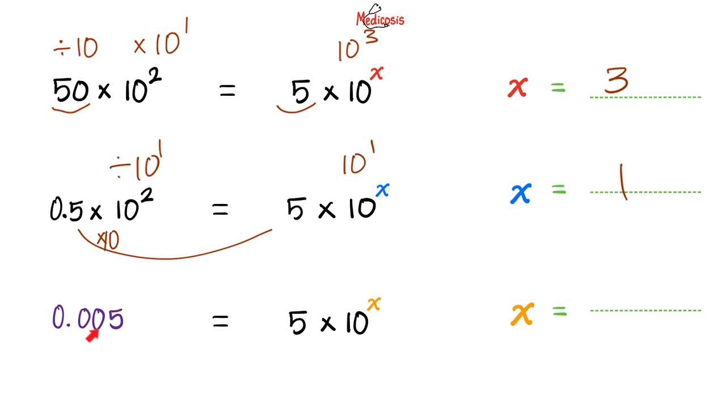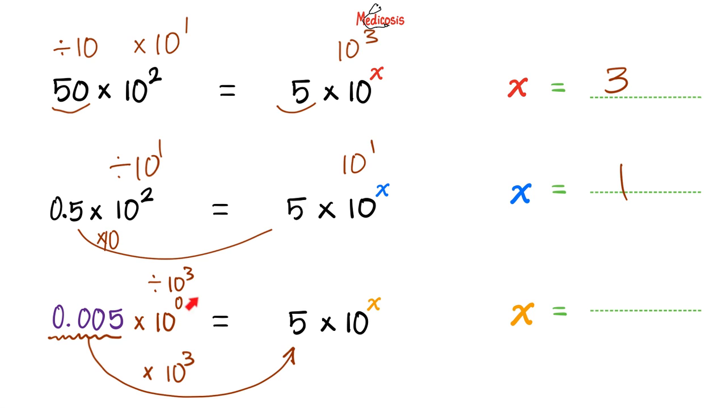Next, for the 0.005 to become 5, we multiplied this by 1, 2, 3. And just remember that when the 0.005 is written alone like this, there is a hidden 10 power 0 next to it. 10 power 0 is 1. Okay. So, when I took the 0.005 and made it into 5, what did I do? I multiplied this by 1,000. To make up for it, I need to divide this by 1,000. So divide by 10 power 3. Subtract the exponents. 0 minus 3 is negative 3. So x here is negative 3.